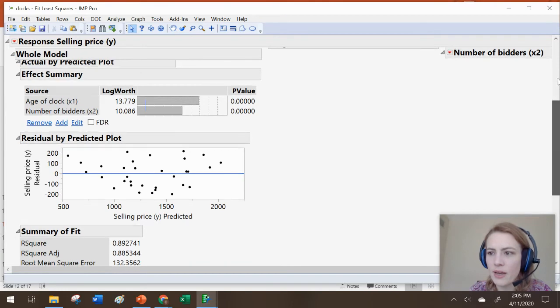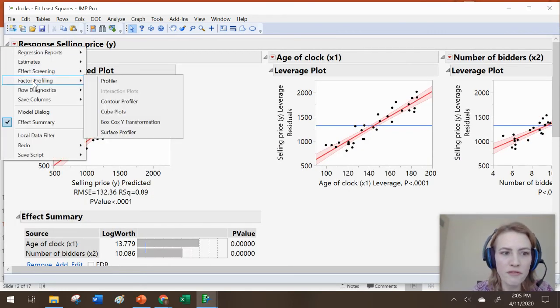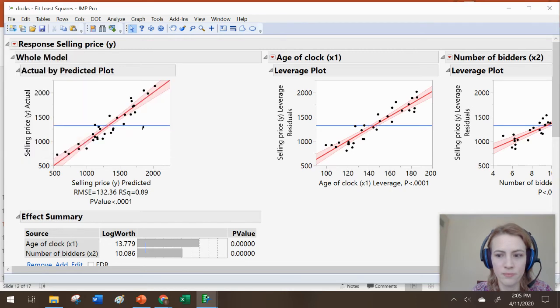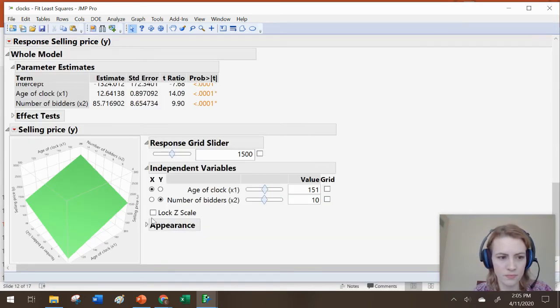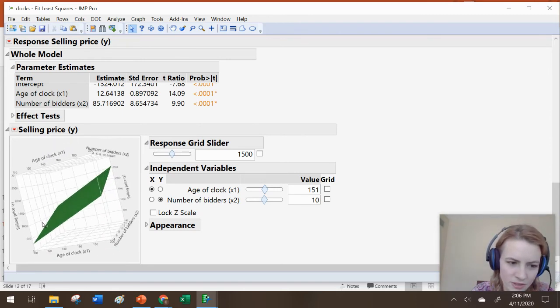So in my output here, I'm going to go all the way to the very top red triangle, Factor Profiling, and then Surface Profiler. So we get this cube. Each edge of the cube is labeled with a variable. You can click anywhere on this cube and drag your cursor around to get a better look.